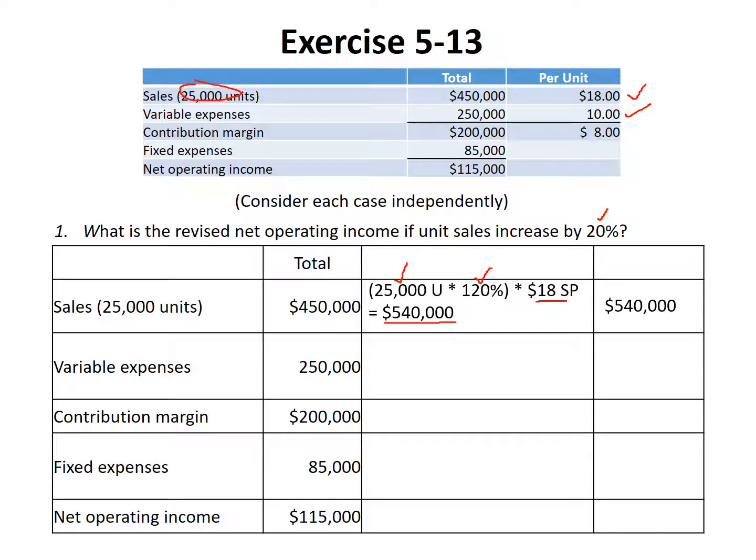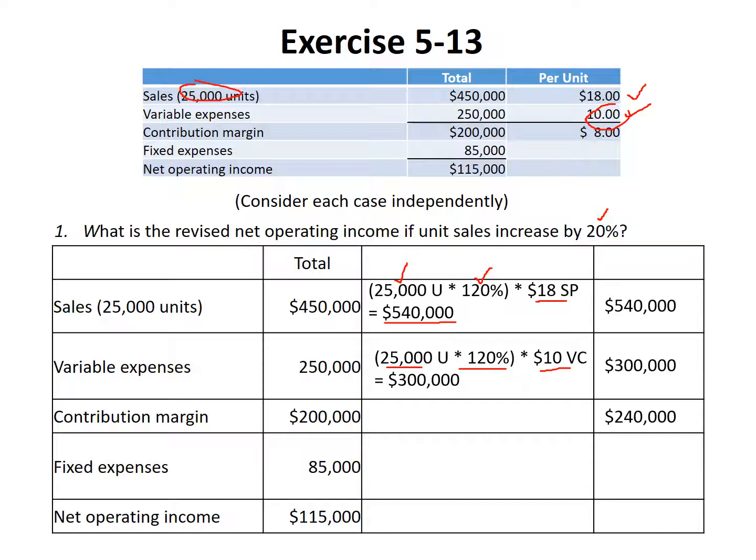Okay, also you have to remember that since I've increased my sales in units, I'm also going to increase my variable expenses, since the number of units is going to increase. My 25,000 units from above plus that 120% increase in units times my variable cost per unit equals $300,000. So my variable cost will increase by $300,000. So 540 versus $300,000 gives me a contribution margin of $240,000.